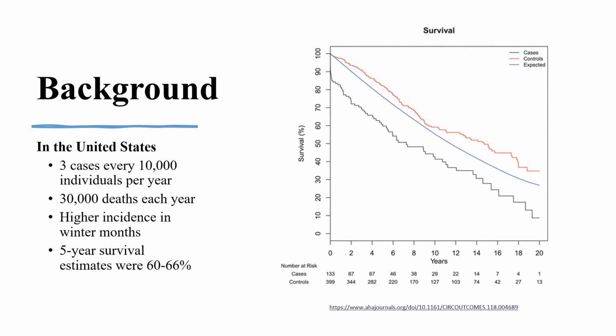So here's some background of aortic dissection. In the United States, there are 3 cases per 10,000 individuals per year. This is a very fatal disease that causes about 30,000 deaths each year. Studies actually show that there's a slightly higher incidence in winter months, but the cause is unknown. The survival rate at 5 years was estimated at 60 to 66%. As you can see on your right here, as the years increase, the survival rate decreases.